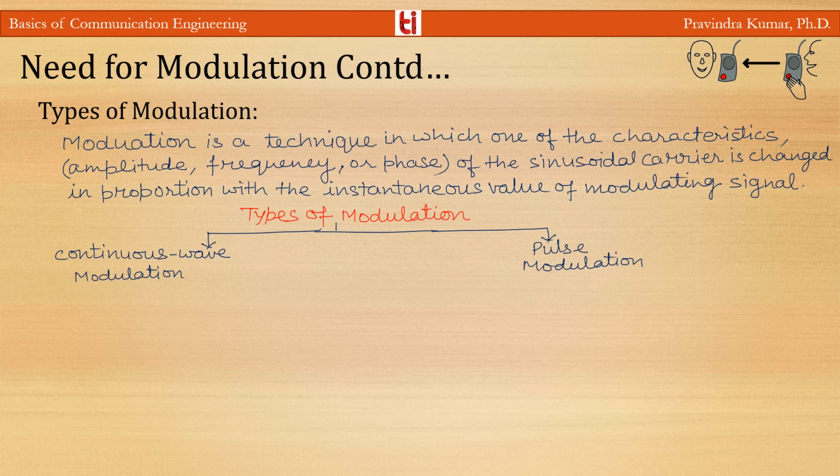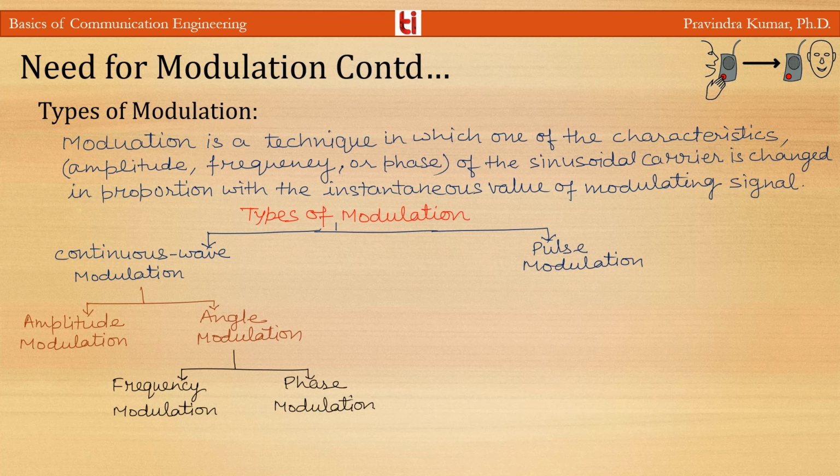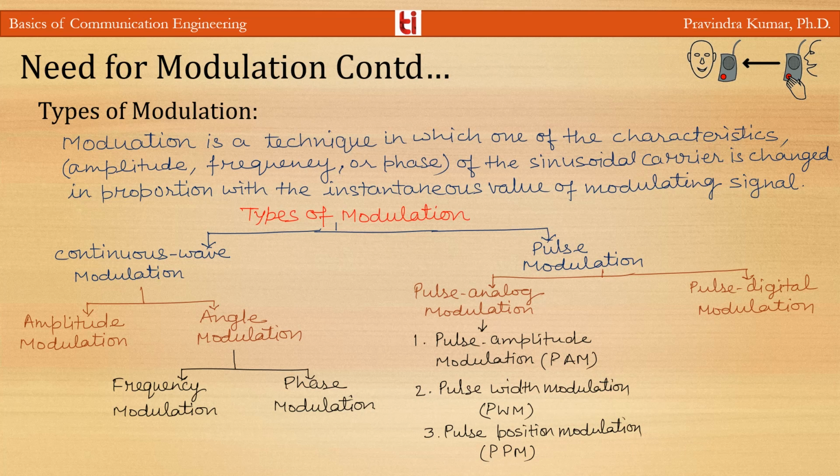Now, there are two types of modulation: continuous wave modulation and pulse modulation. Continuous wave modulation is again of two types: amplitude modulation and angle modulation. Angle modulation is again of two types: frequency modulation and phase modulation. Pulse modulation is of two types: pulse analog modulation and pulse digital modulation. Pulse analog modulation includes pulse amplitude modulation (PAM), pulse width modulation (PWM), and pulse position modulation (PPM), and pulse digital modulation includes pulse code modulation, delta modulation, and adaptive delta modulation.